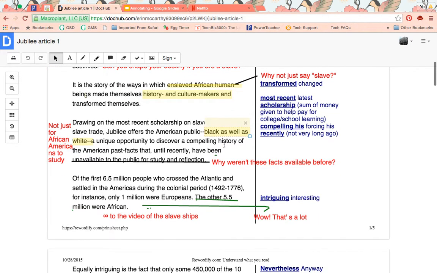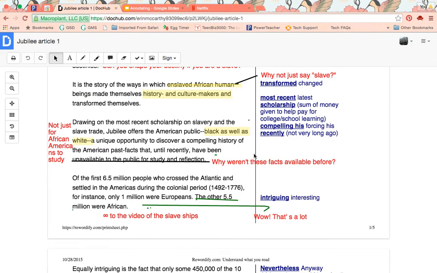All right, in this next paragraph, sometimes what we do is we just kind of summarize, and often the left-hand side is a better place for this, especially when you have the vocab on the right. What's the main idea of the paragraph? So this paragraph is saying that they're drawing on recent scholarship. They're offering the public, black as well as white, a unique opportunity to discover the compelling history of the American past, facts that until recently have been unavailable to the public for study and reflection.